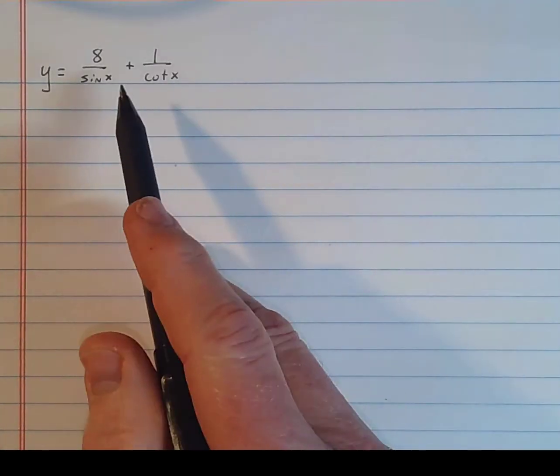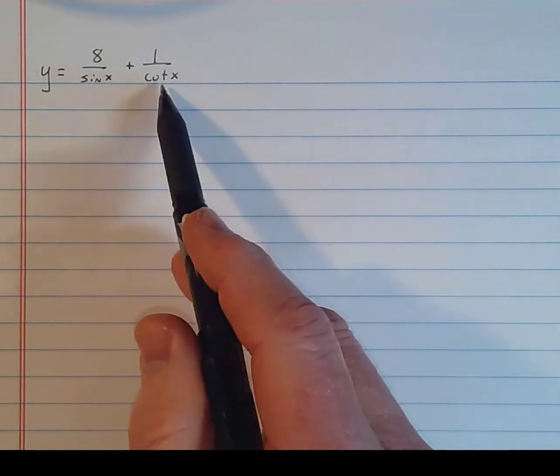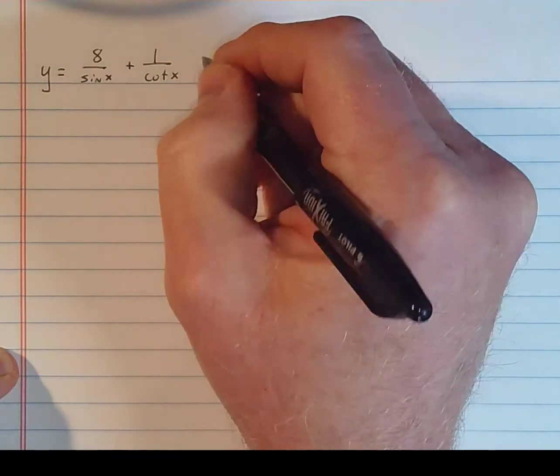Okay, so we're going to find the derivative of this expression, 8 over sine x plus 1 over cotangent of x. And we've got a cotangent in here. A lot of people don't remember what the derivative of cotangent is, and that's okay. We're just going to write everything here in terms of sines and cosines.